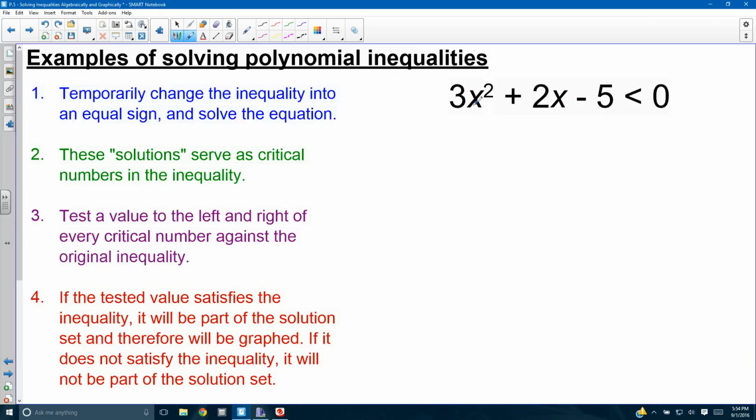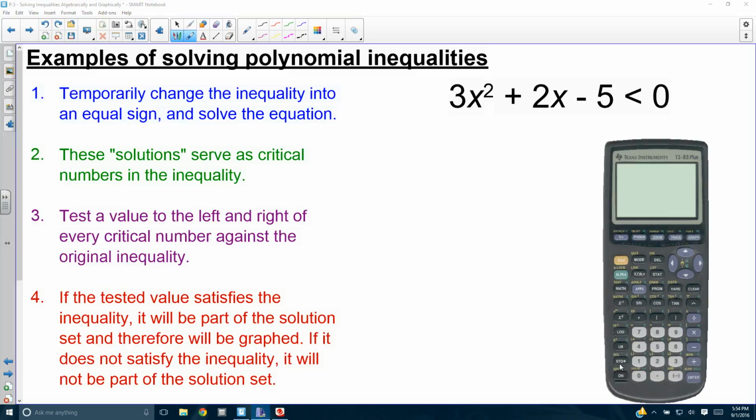Here's an example. 3x squared plus 2x minus 5 is less than 0. So let's go ahead and graph this. On a graph, what we're doing is trying to see what values of x, when we substitute them into here, will give us a negative result. So I'm going to graph 3x squared plus 2x minus 5. And I have to fix my window again too. Perfect.